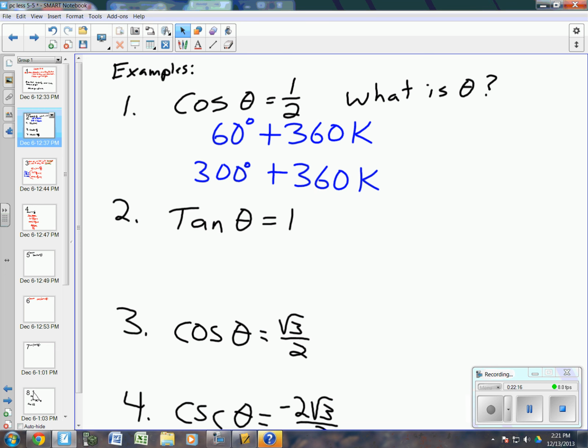Next one, tangent of theta equals 1. When you know, raise your hand. Tangent of what angle is 1? Okay, Drake, what is it? 45 and 225. Is that what you guys got? Some people don't understand why it's 225. Why is it 225? Y over x. Negative divided by negative is a positive. They're the same numbers. Got it?